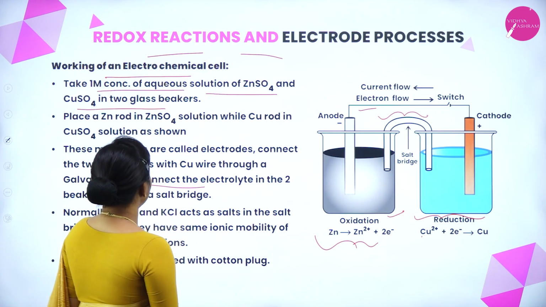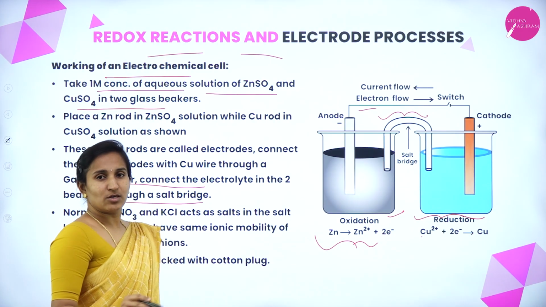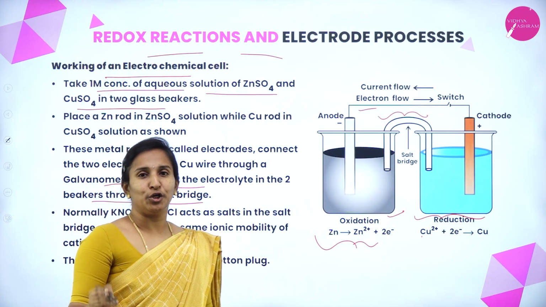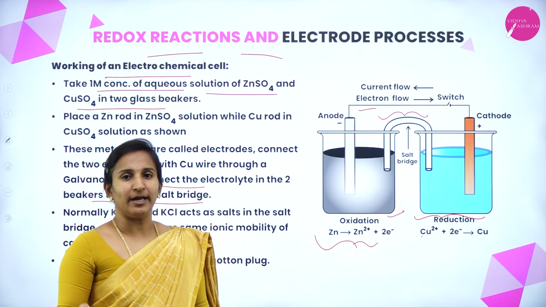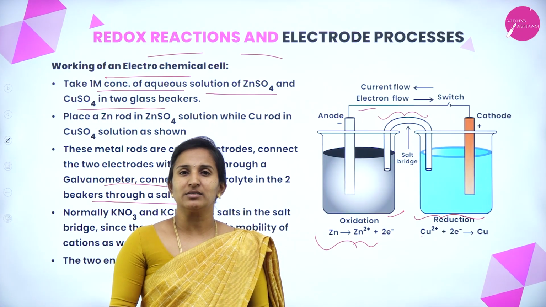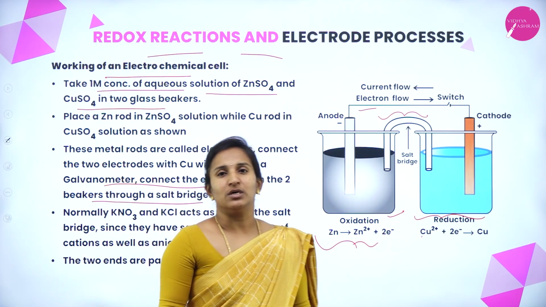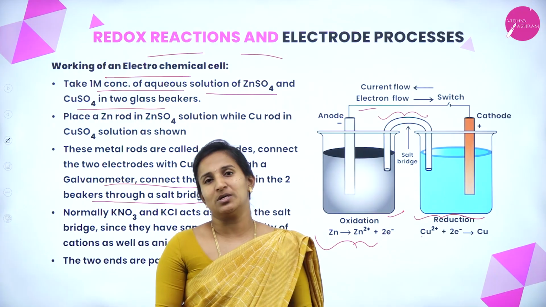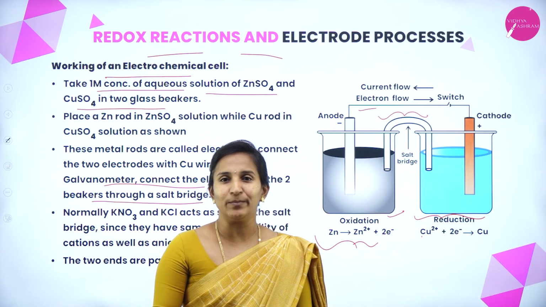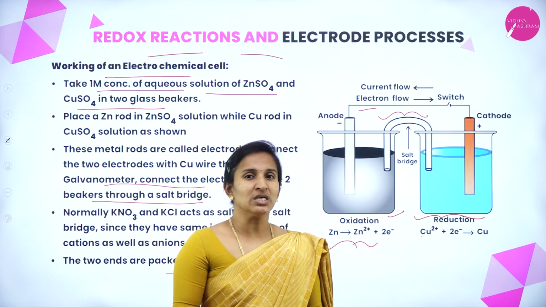The electrolytes in the two beakers are connected through a salt bridge. The salt bridge is an inverted bent U-shaped tube which is filled with potassium chloride solution or potassium nitrate solution with cotton plugs. The salt bridge is used to balance the electrical neutrality. When the redox reaction takes place simultaneously, it balances the electrical neutrality in both solutions.